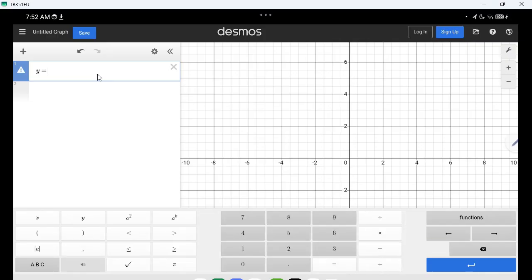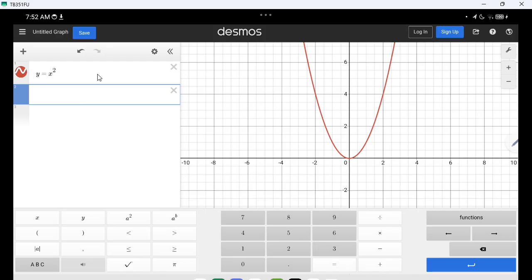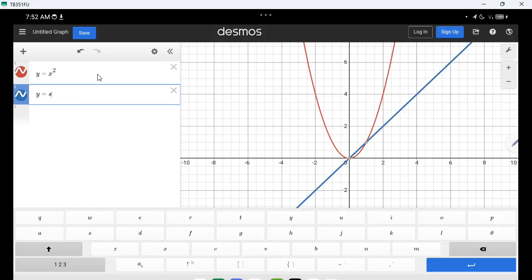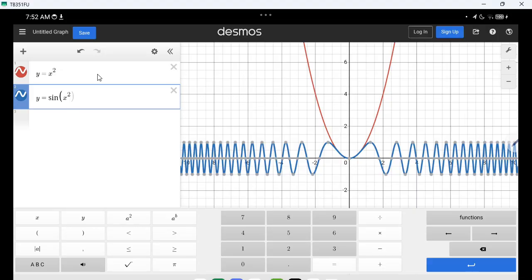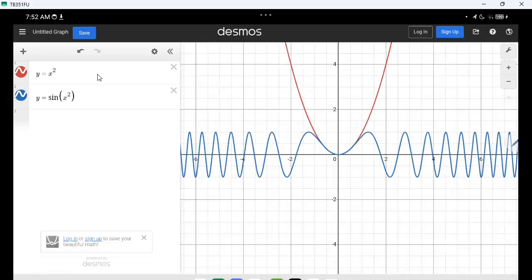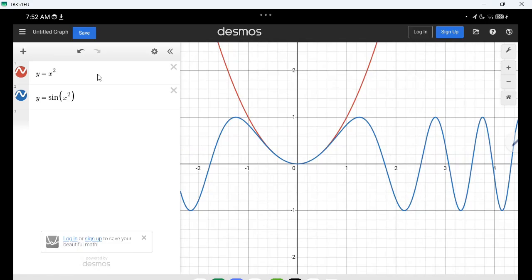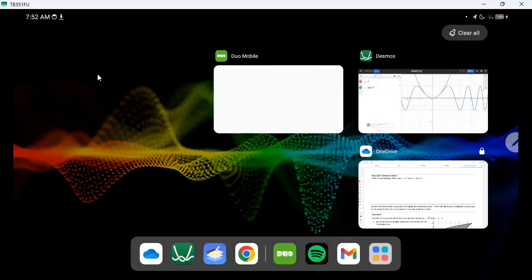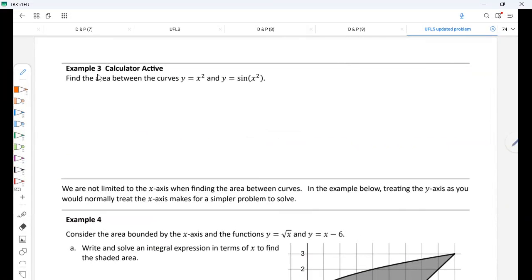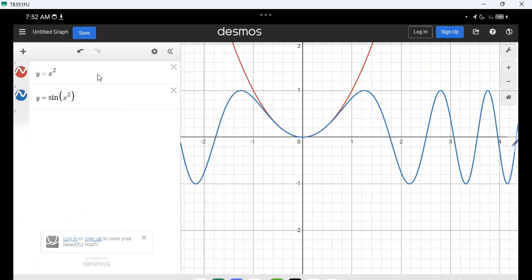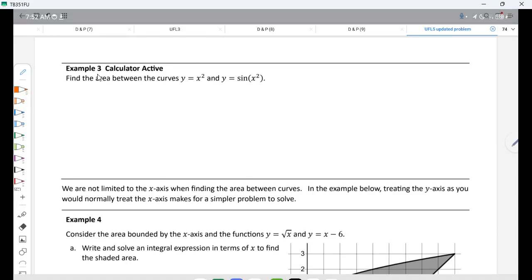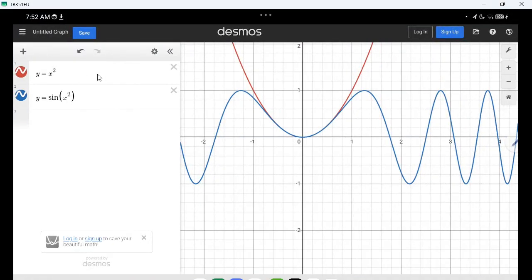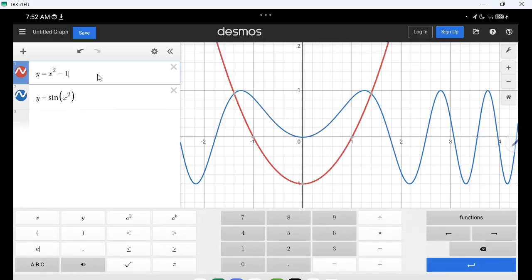Y equals x squared. Y equals sine. This is a terrible example. There is no area between the curves. Make it sine of x squared plus 1 or something. Make it x squared minus 1. Why not? Hey, there we go.